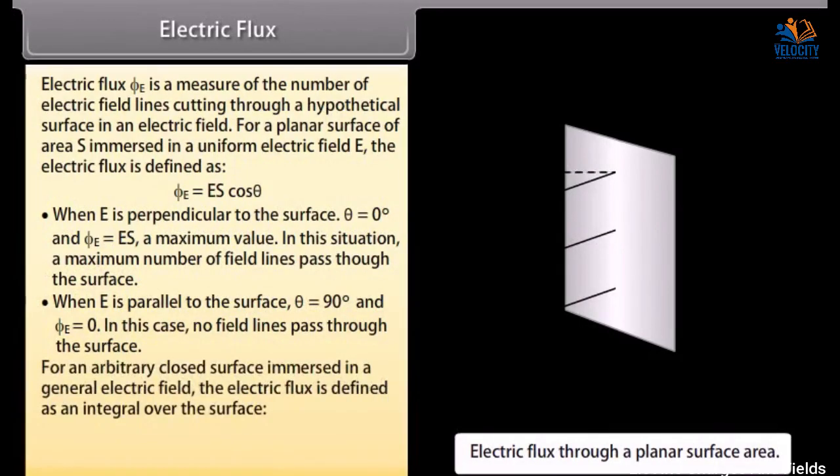For an arbitrary closed surface immersed in a general electric field, the electric flux is defined as an integral over the surface of E cos theta. The SI unit of electric flux is Newton meter square per Coulomb.